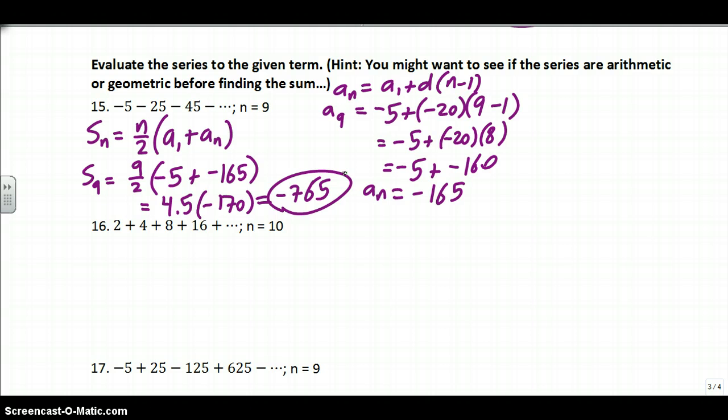Okay? 2 plus 4 plus 8 plus 16 plus blah, blah, blah, n is 10. Well, I notice here I'm adding 2, but here I'm adding 4, so it can't be arithmetic. It must be geometric. What am I multiplying by? 2 every time, right? So it's geometric, and the sum formula for geometric is a1 times 1 minus r to the n over 1 minus r. Again, you should have that written down somewhere. You will have this formula on your test.